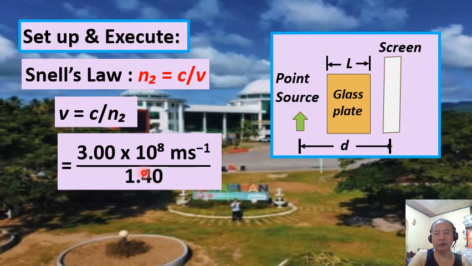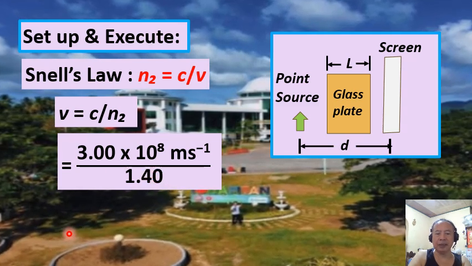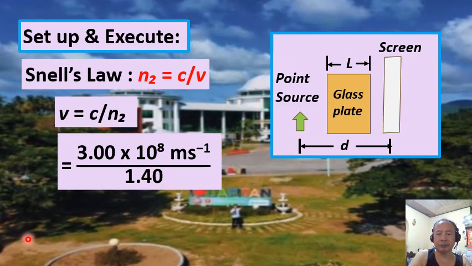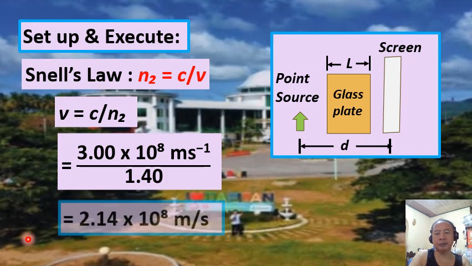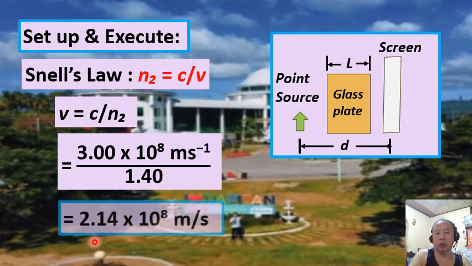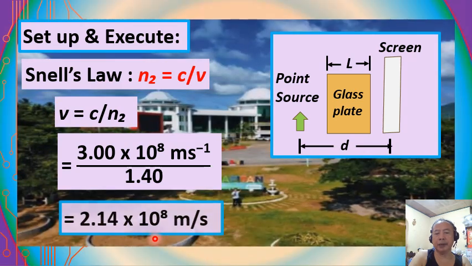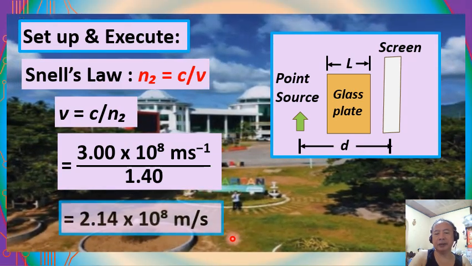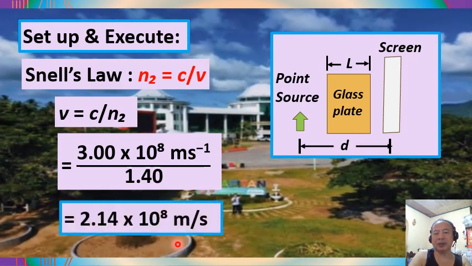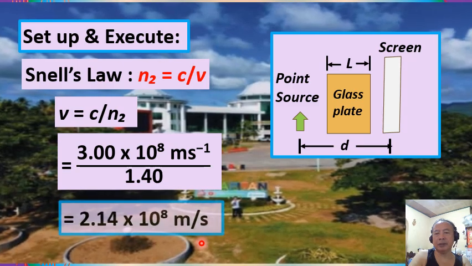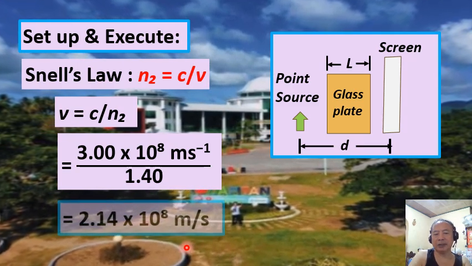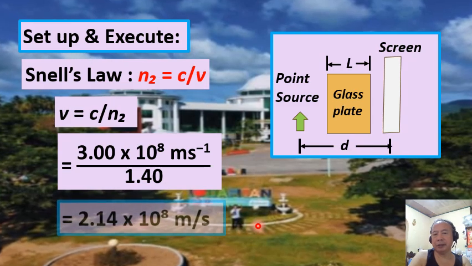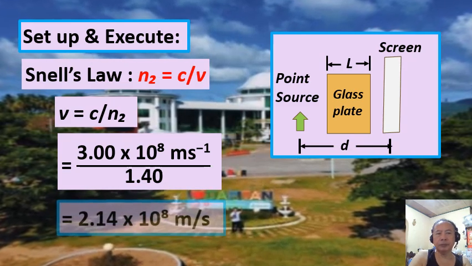So again, when we simplify, we get the speed of light in the glass plate, v equals 2.14 times 10 to the 8th meters per second. So as expected, the speed of light in the material medium or glass is much less compared to the speed of light in vacuum.